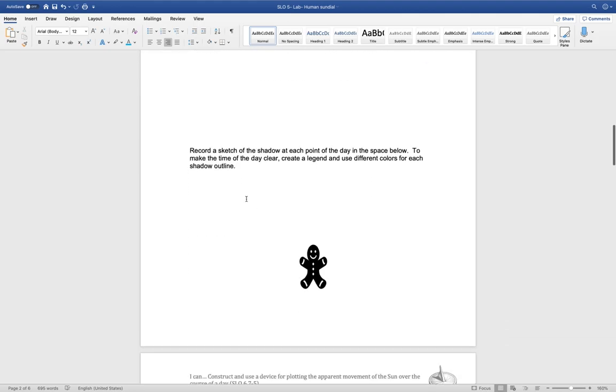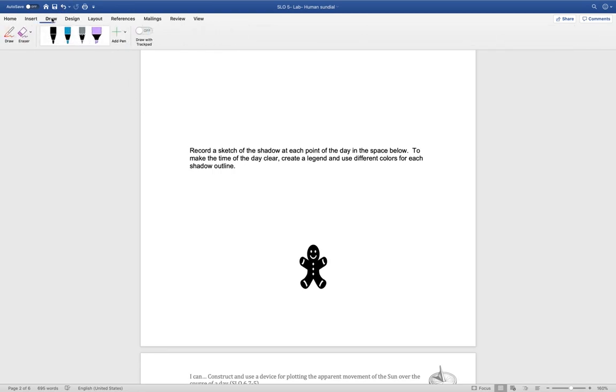Okay, now this is the second part. This is again for people who have done the experiment. People who have not done the experiment, you will still be expected to do this, but just based upon the information that we get from our classmates. Okay, so if this is my person, what you need to do is record a sketch of the shadow at each different point of the day in the space below. To make the time of the day clear, create a legend using different colors to outline the shadow.